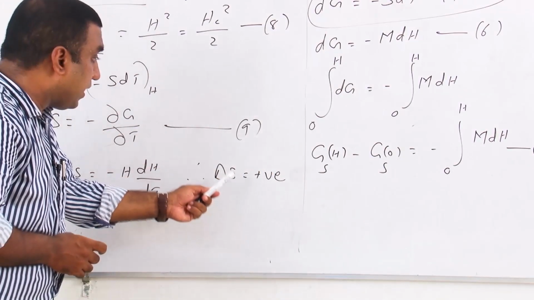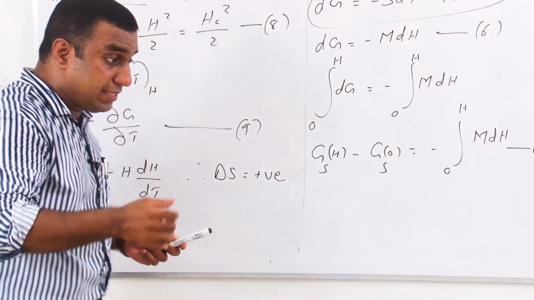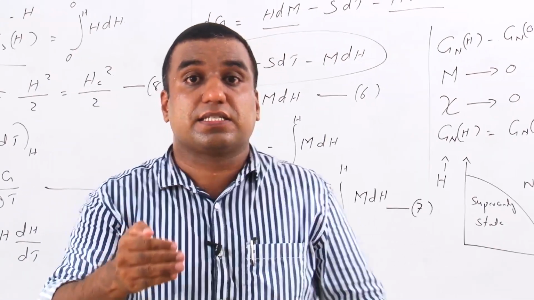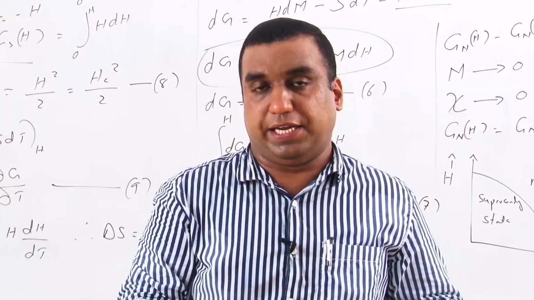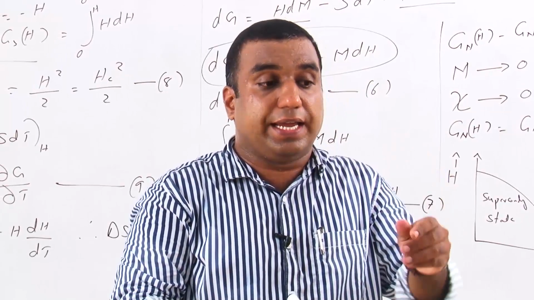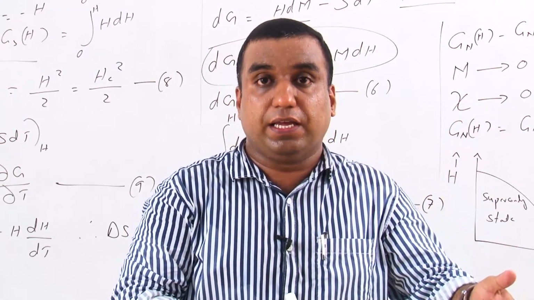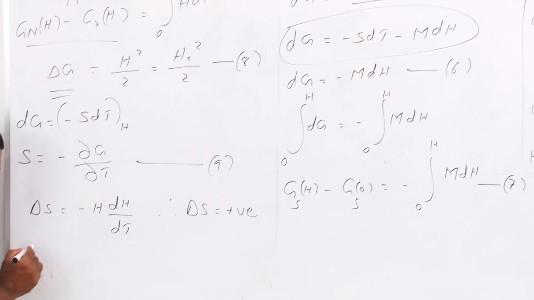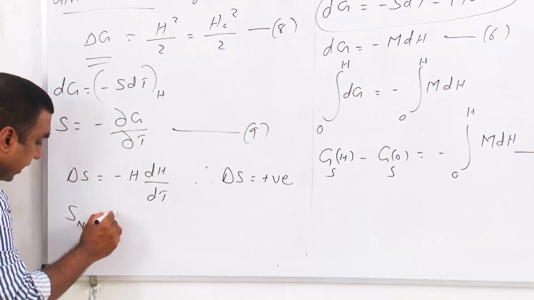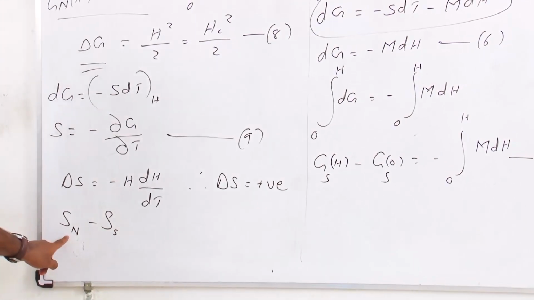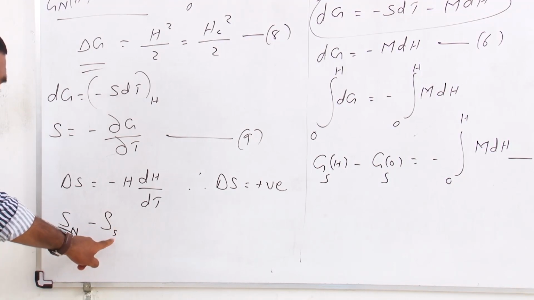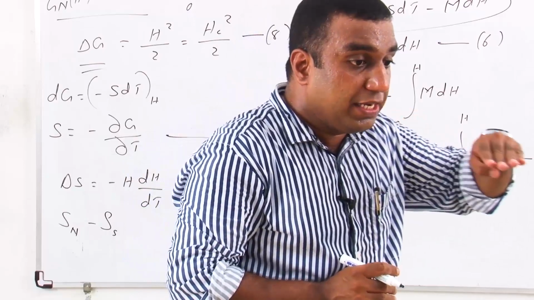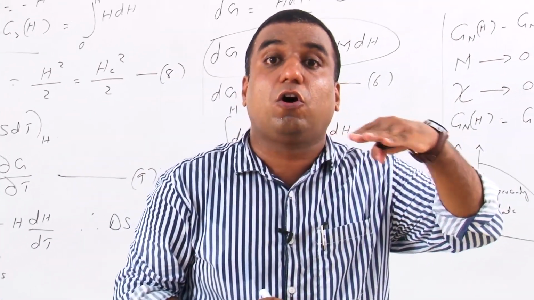And delta S is always positive implies that the superconducting state is a more ordered state. The superconducting state has less entropy than the normal state, because delta S is the entropy difference between the normal state and the superconducting state. The normal state has more entropy and the superconducting state has less entropy, which means the superconducting state is a more ordered state.